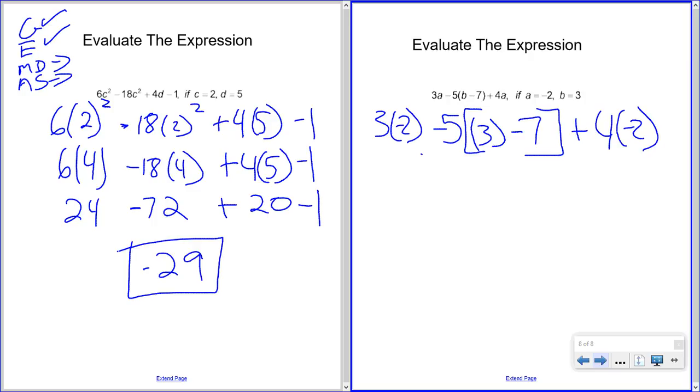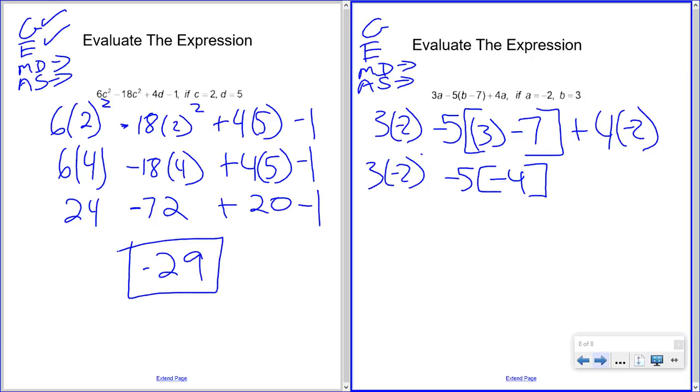All right, now we're going to do GEMDAS like we always do. This entire unit is based on using GEMDAS, okay? First thing we're going to do is go inside of the grouping. 3 minus 7 leaves us with negative 4. Leave that there so you guys understand what operations are being signaled or what operations need to be done. Almost finished here. Now, I have 3 times negative 2, negative 4 times negative 5, and 4 times negative 2. 3 times negative 2 is going to give me negative 6.